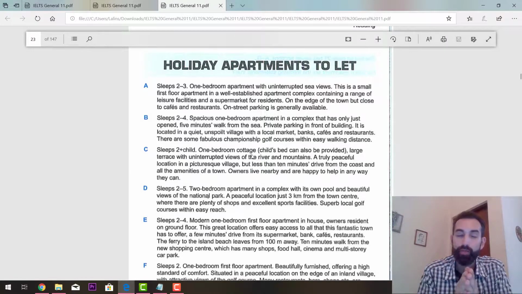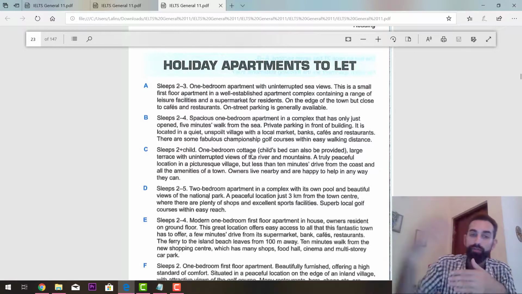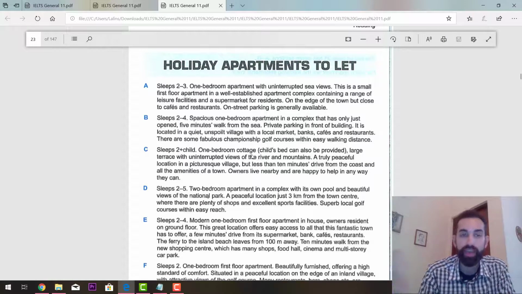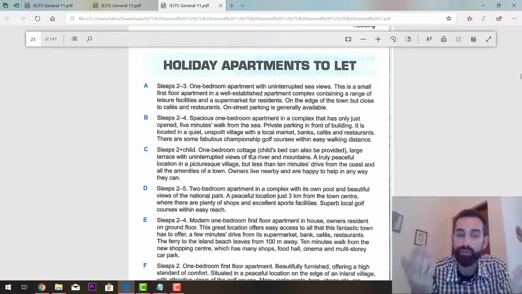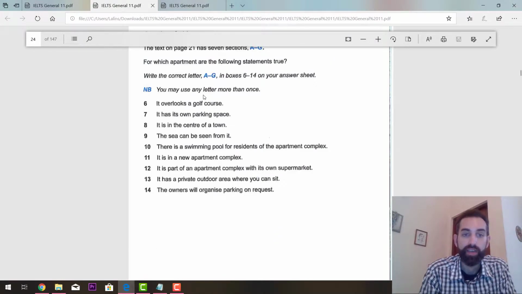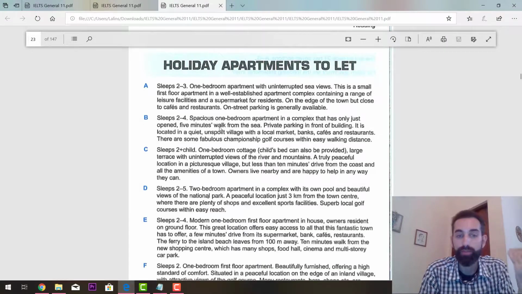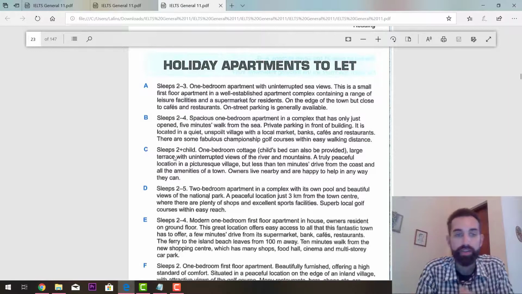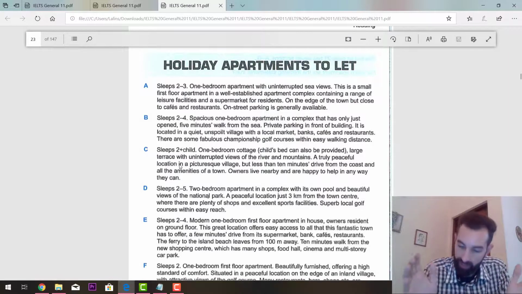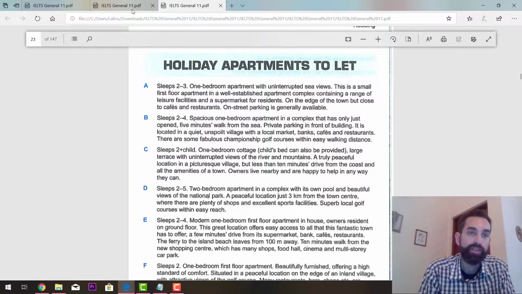When hotels and restaurants have a terrace, they obviously put out chairs for people to enjoy the outdoor views, the nice outdoor air. So a terrace is an outdoor area of a property, which means that yes, it has a private outdoor area where you can sit. A terrace of a property is a private outdoor area. So that means yes, 13 is C.